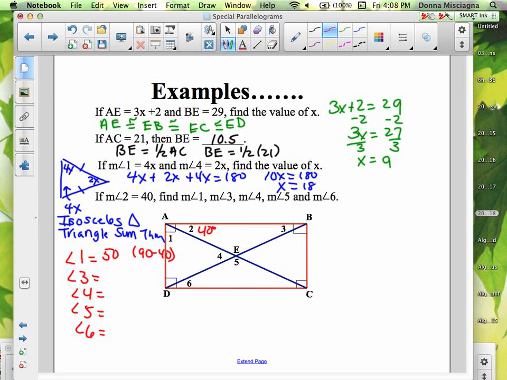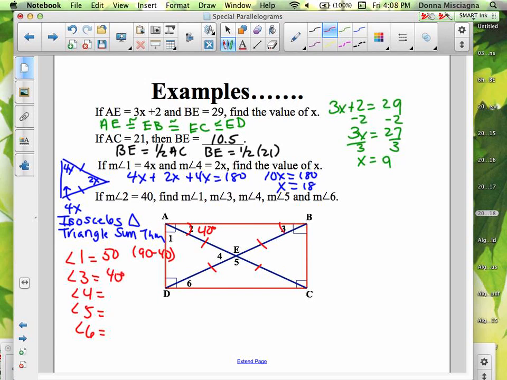All right, angle 3, well, remember, these are all congruent. So that means that's an isosceles triangle, which means angle 3 is the same measure as angle 2. These are congruent right here. So that would be 40 degrees.